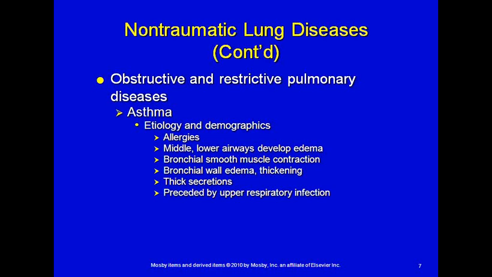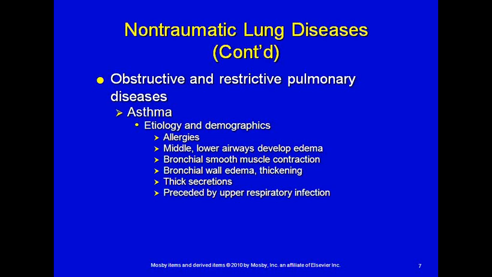Some of the triggers of asthma include allergies. The middle or lower airways develop edema, bronchial smooth muscle contraction, bronchial wall edema and thickening, thick secretions, and it's often preceded by an upper respiratory infection. So some sort of URI may trigger an asthma attack.